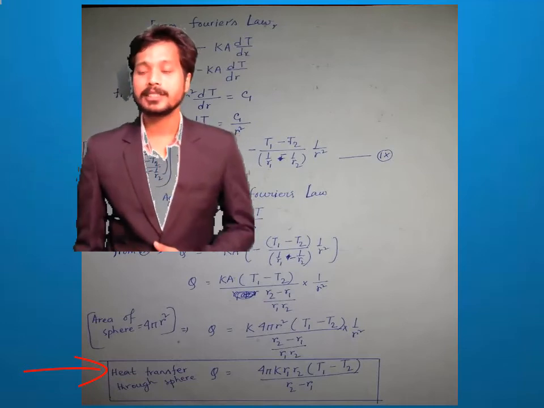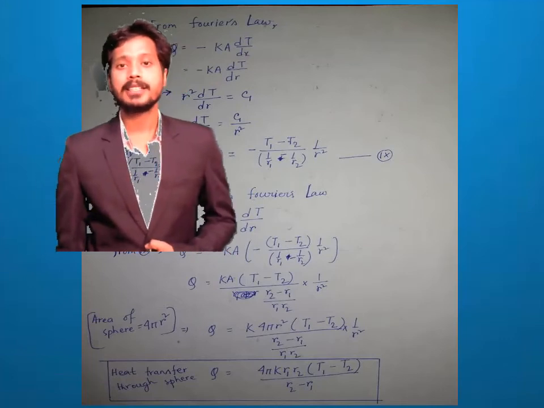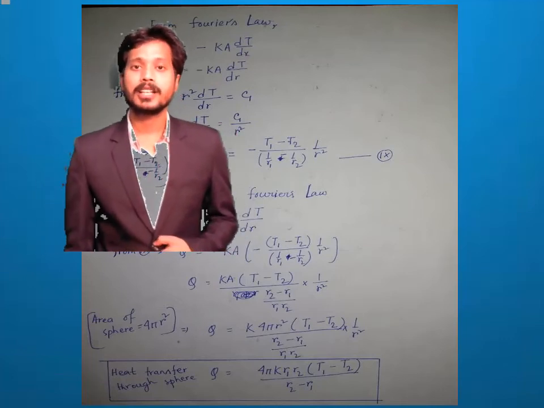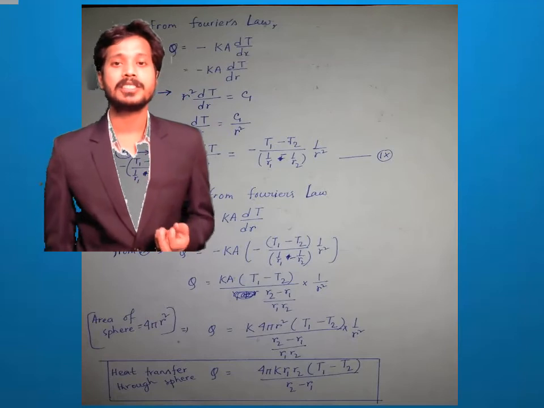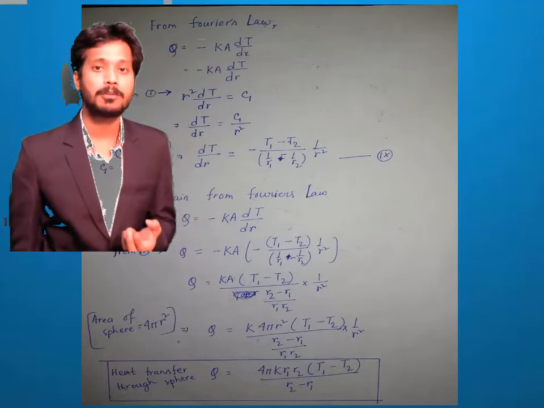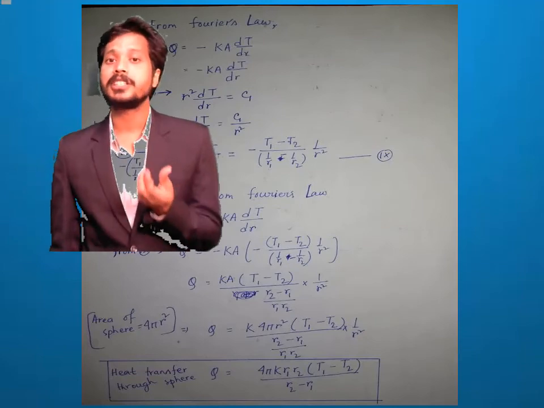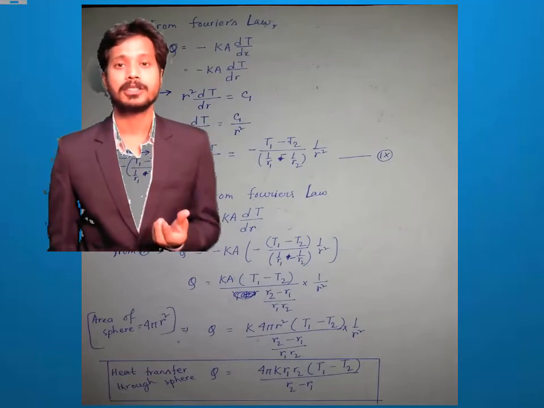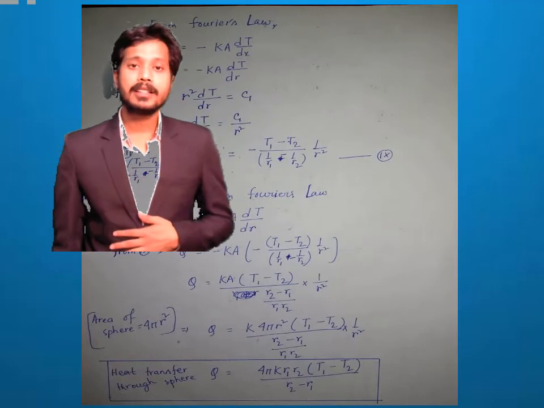If you look at this equation, you can see there is a T1 minus T2 term. As we know, T1 minus T2 is nothing but the temperature difference across the spherical product or body. Due to this temperature difference, heat transfer occurs. So let's end this class.